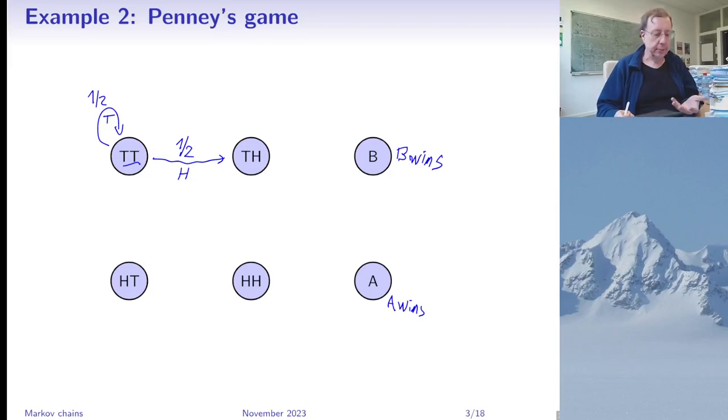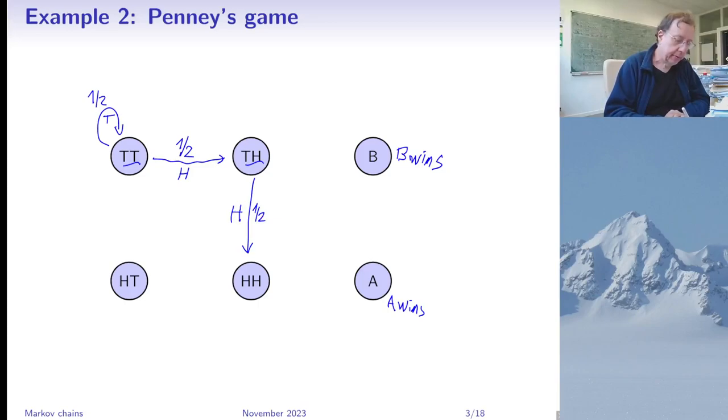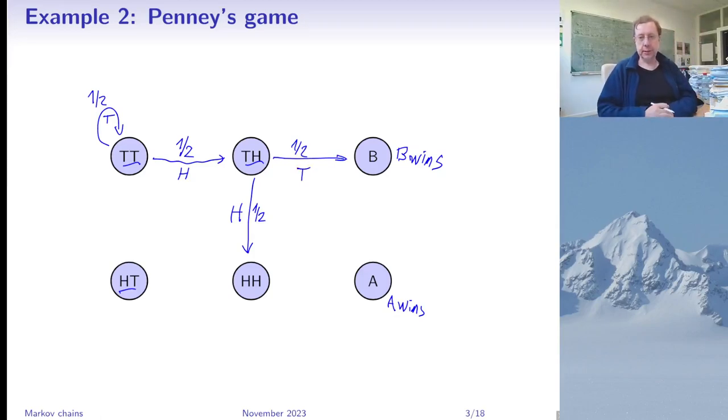Now I can do the same for the other states. So if I'm in state tails heads, well, I can get heads. And if I get heads, I go to state heads heads. So again, with probability 1/2. And if I get tails, okay, one could think that we land in state heads tails here, but actually no, because then I have the sequence tails heads tails, and that means that B wins. So with probability 1/2, if I get tails, then B wins.